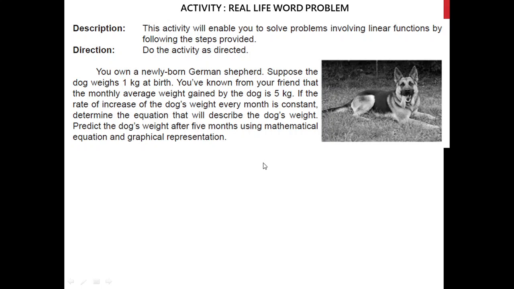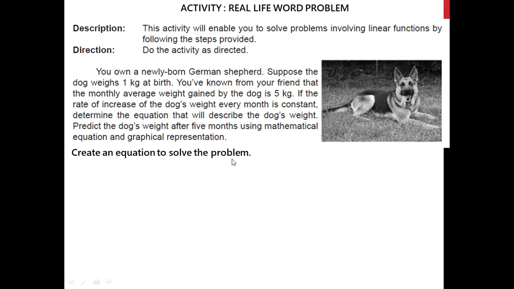Now, you own a newly born German Shepherd. Suppose the dog weighs 1 kilogram at birth. You've known from your friend that the monthly average weight gained by the dog is 5 kilograms. If the rate of increase of the dog's weight every month is constant, determine the equation that will describe the dog's weight. Predict the dog's weight after 5 months using a mathematical equation and graphical representation.